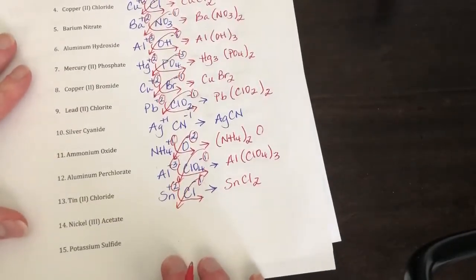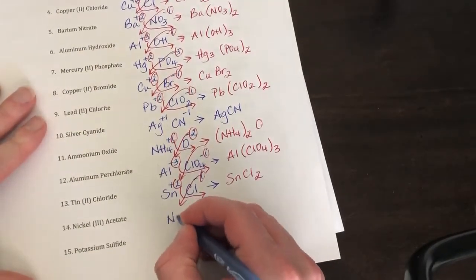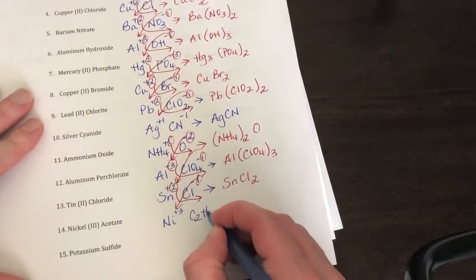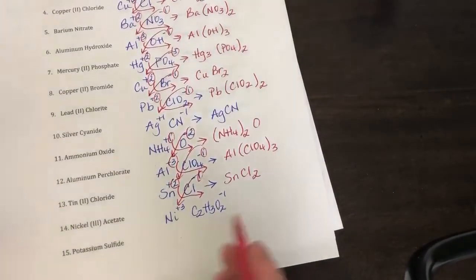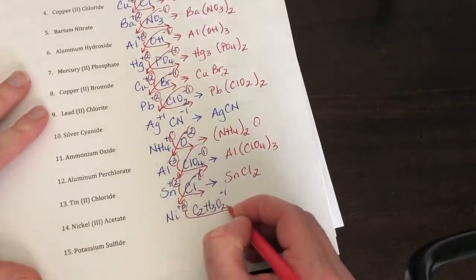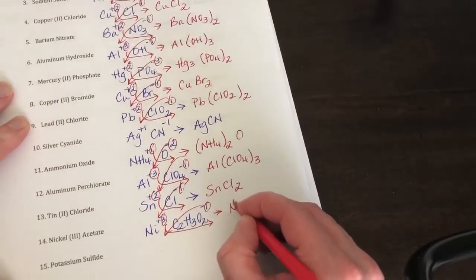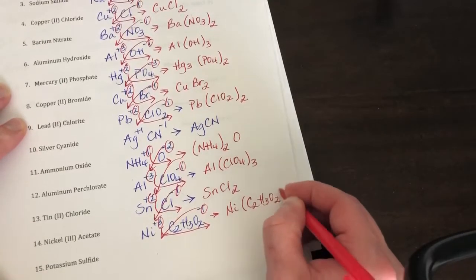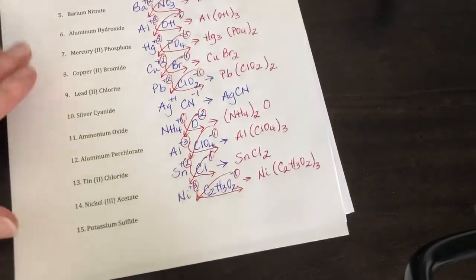Okay, nickel 3 acetate. The symbol for nickel is Ni with a +3 charge. Acetate is C2H3O2 with a -1 charge. We're going to crisscross. We're going to bring the 3 over here and the 1 over here. So this becomes Ni(C2H3O2)3. I'm crisscrossing a 3 to a polyatomic ion, so I have to use parentheses.